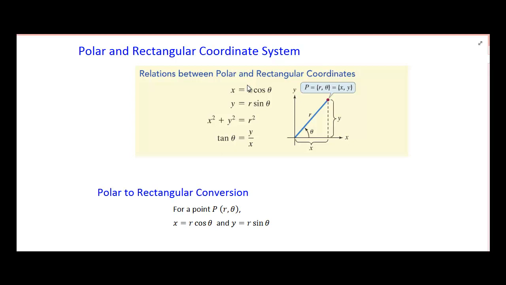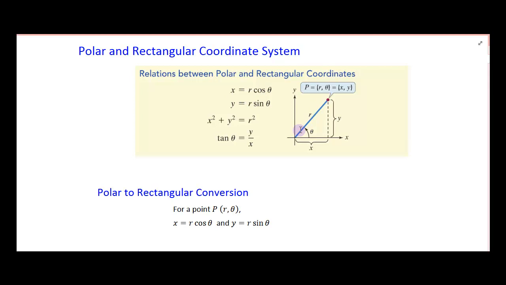Now that we know how the polar coordinates are represented graphically, let's talk about how we can convert between polar and rectangular coordinate systems. So remember that when we talk polar and rectangular coordinates, we have these relationships here. When I talk about x in the rectangular system, that's related to r cosine theta. Y is equal to r sine theta.